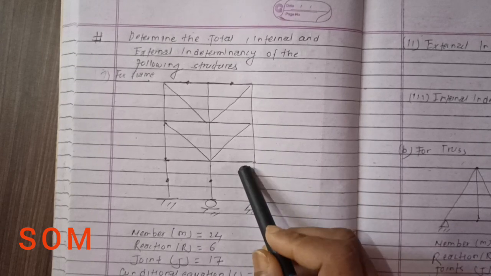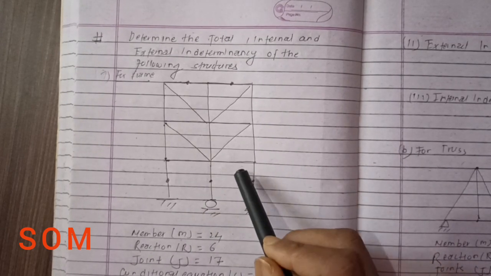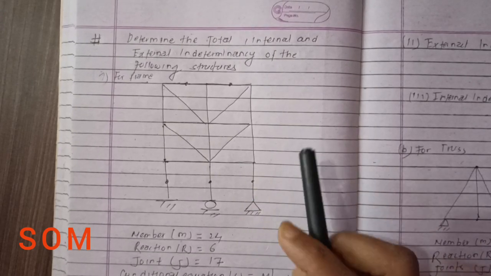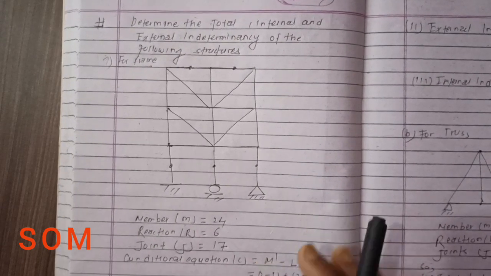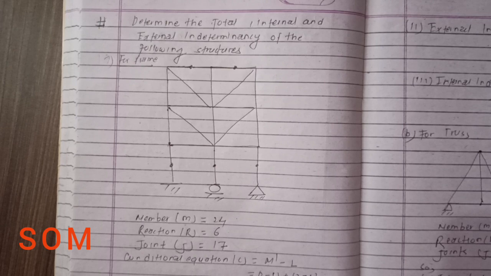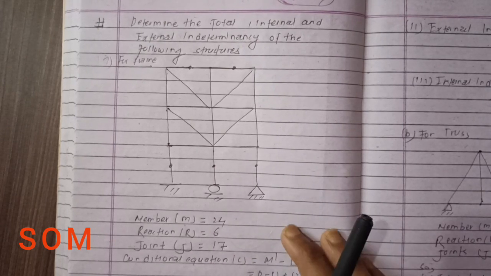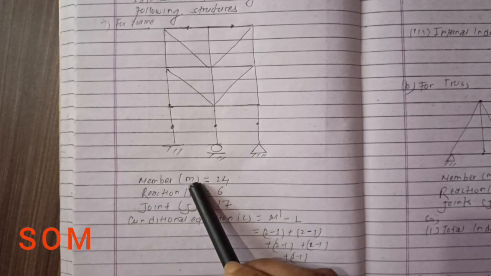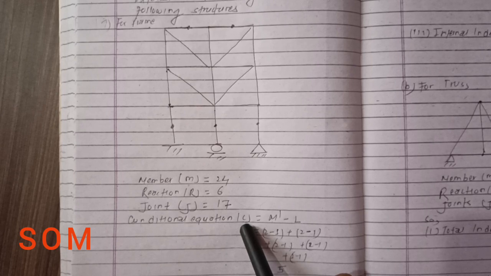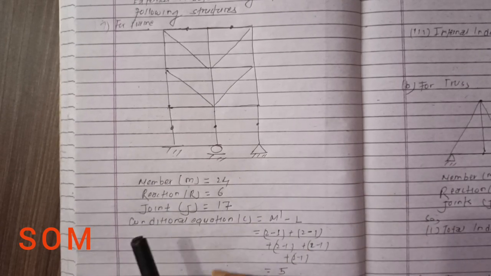First we will find the internal, external and total indeterminacy in the case of a frame. Let's see. To find the total internal and external indeterminacy in the case of a frame, we should know four things: member, reactions, joint and the conditional equation. Now I will explain it slowly and briefly.